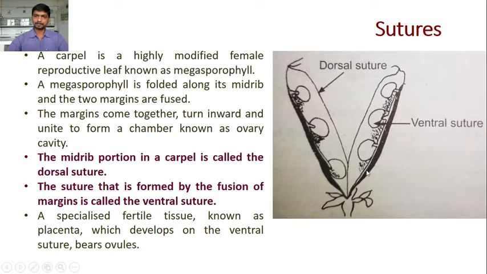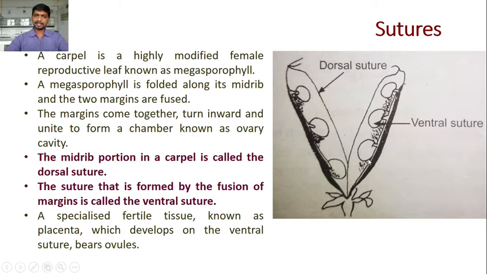This one is also ventral suture, while the portion which consists of the midrib in a carpel is called the dorsal suture. So this portion is a dorsal suture and this one is the ventral suture. This ventral suture portion can be identified by the formation of a seed. The side or the portion on which the seeds have developed in the fruit is called the ventral suture.